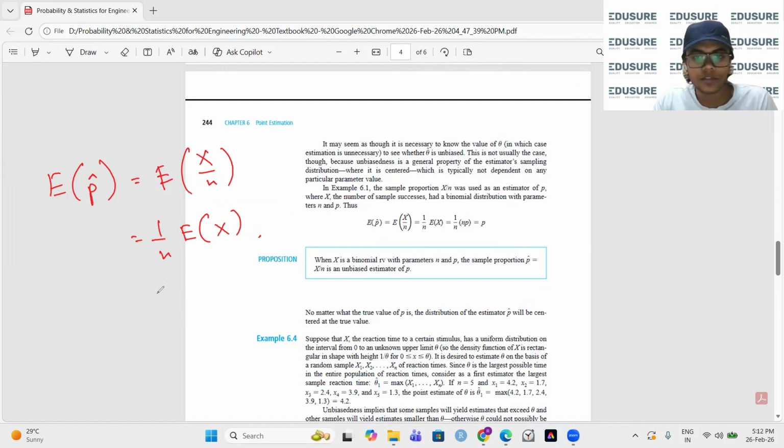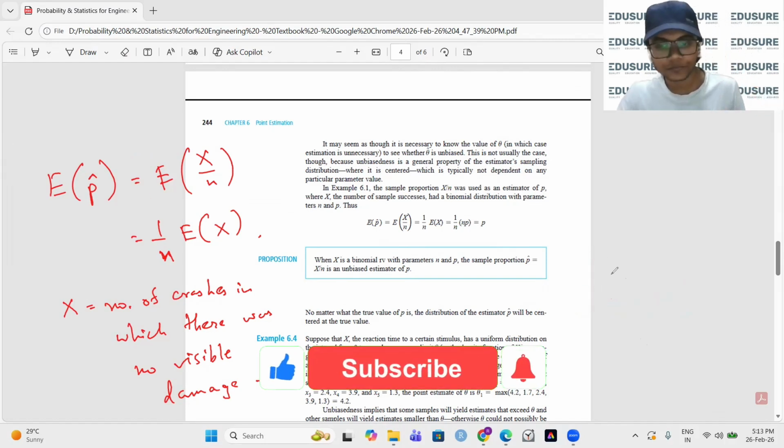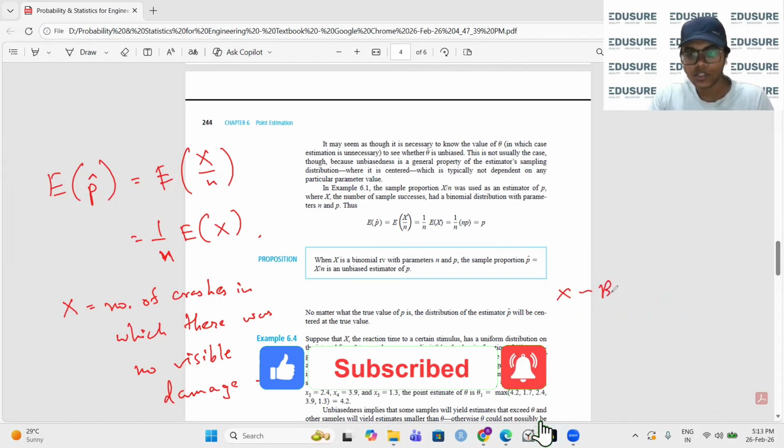Expected value of x. Now this x, what was our x? X was the number of crashes in which there was no visible damage, and this x is distributed as binomial n comma p. Why so? Because in each of the crashes there is a certain probability, which is small p, of visible damage, and n is the total number of simulations that we are doing. So x is distributed like this, binomial n comma p.